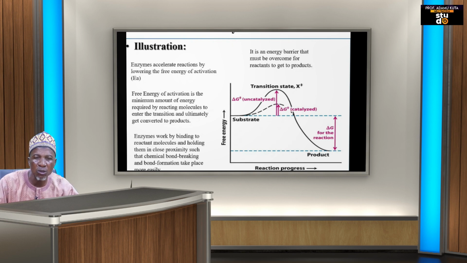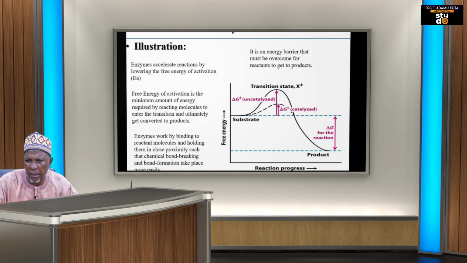So what enzymes do is to lower this requirement. If the energy required was 50 joules, what the enzymes will do is to reduce that energy to 1 joule, for example, so that every molecule in the reaction vessel can acquire this 1 joule and get to the transition state and consequently get to the product.